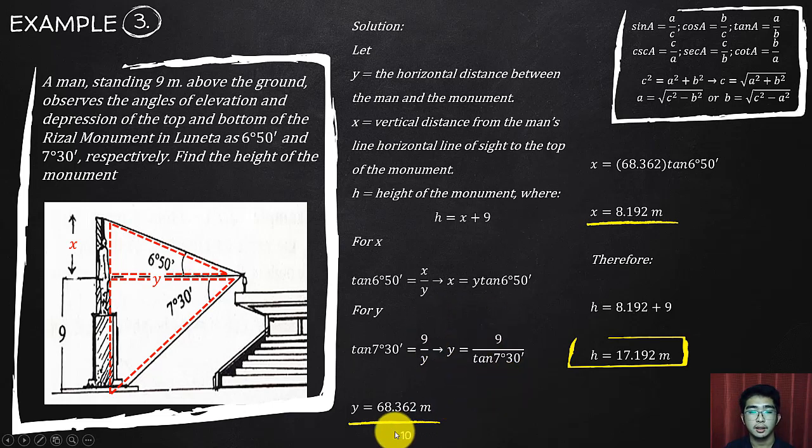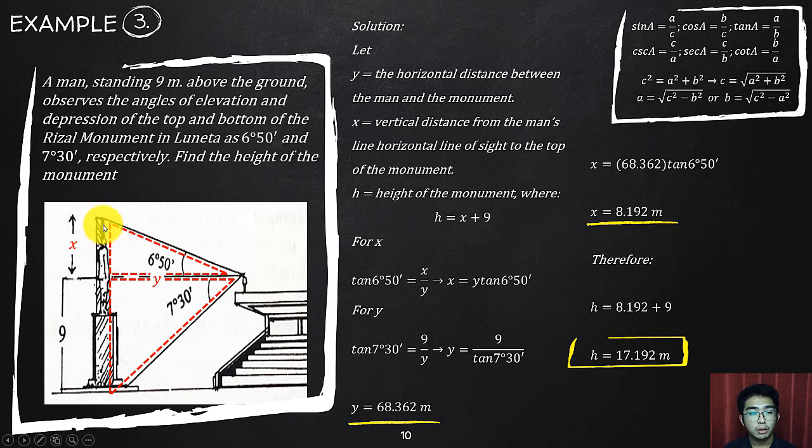So solving for y using algebra, that is now 9 over tangent 7 degrees 30 minutes. So inputting this in your calculator, it turns out that y, the horizontal distance between the man and the monument, is 68.362. If you have the value of y, so remember that we need y to solve for x, we can now solve for x. So put this value of y here, x is equal to 68.362 tangent 6 degrees 50 minutes, that will give you x equal to 8.192 meters. Now that we have a value of x, remember we need the value of x to solve for h. Even if the man or the observer is 9 meters from the ground, the top of the monument is still 8.192 meters higher than the observer.